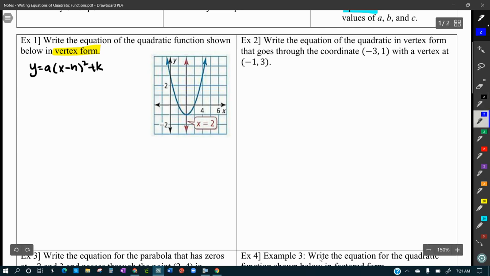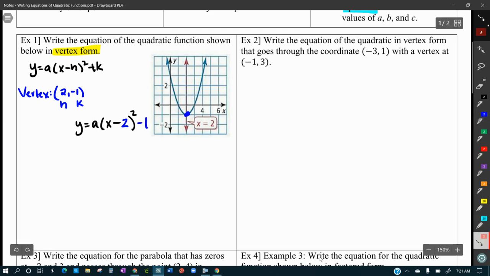H and k is very simple because that's the vertex. And so if I look at my graph, I know my vertex is here at the bottommost point. So the vertex has coordinates 2, -1. So my h is 2 and my k is -1. If I were to plug that in the way it is, I would have a times x minus 2, because it's always opposite signs and minus a positive stays a negative, squared, and then minus 1. That would be my vertex form.